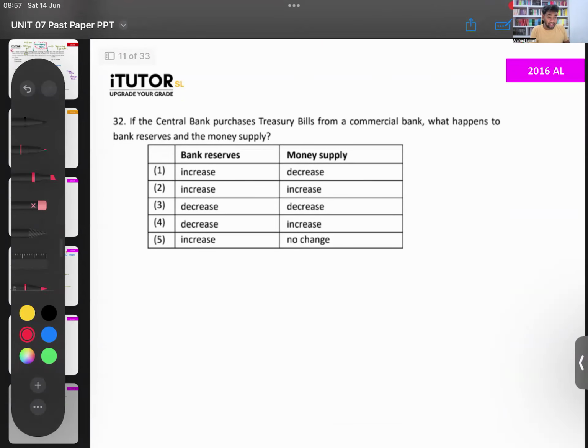2016, question number 32. They're saying, if a central bank purchases treasury bills from commercial banks, what will happen to bank reserves and the money supply? Bank reserves, think of this as the money banks have in their safe. Money the bank has in its safe. So with that money, you can give loans and all of that. Okay. So think of it.